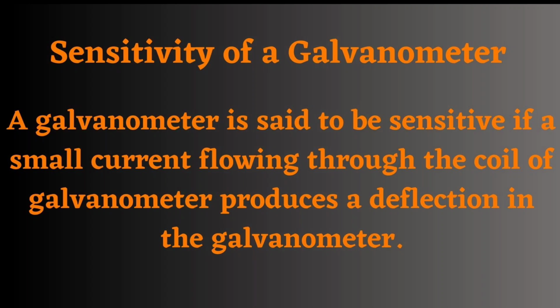First topic of today's video lecture is the sensitivity of a galvanometer. A galvanometer is said to be sensitive if a small current flowing through the coil of the galvanometer produces a large deflection. In this lecture, we are going to understand the types of sensitivity of a galvanometer. The first one is current sensitivity and the second one is voltage sensitivity.